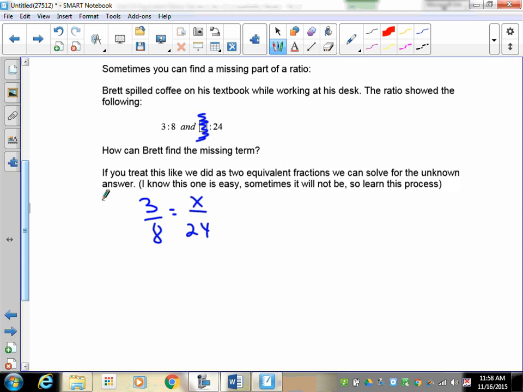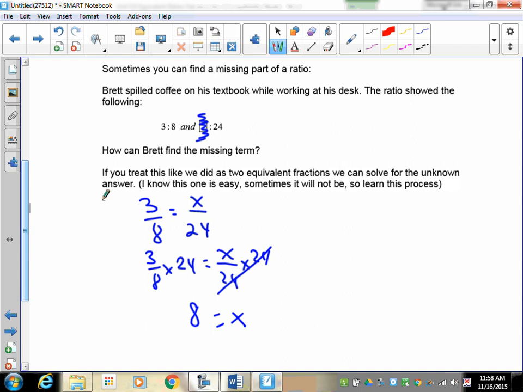Okay, so how do I get the x by itself? You take the 3 over 8, you multiply it by 24, x over 24 multiplied by 24, these cancel, and 3 divided by 8 multiplied by 24 gives you an 8. All right, now that's one way of doing it.